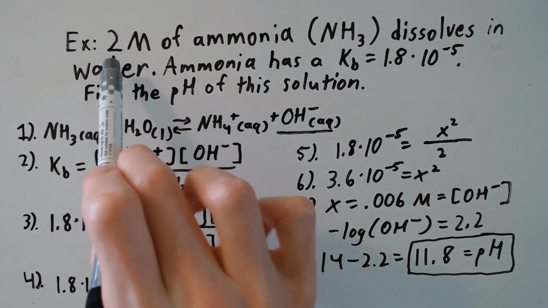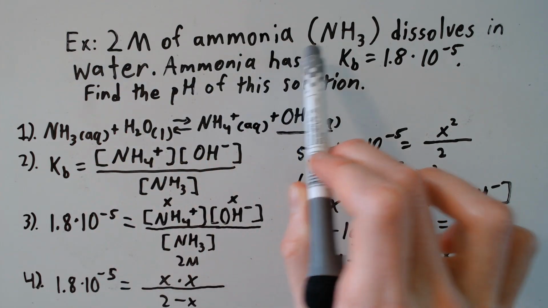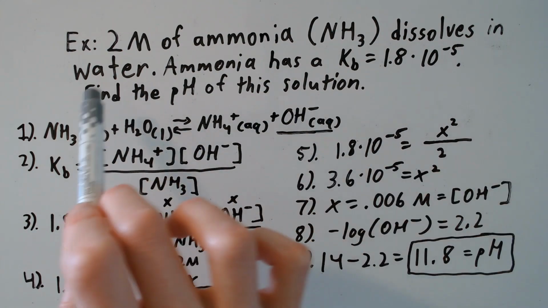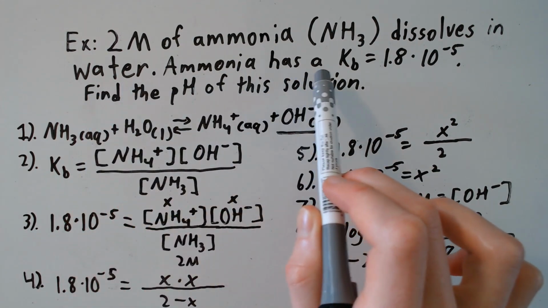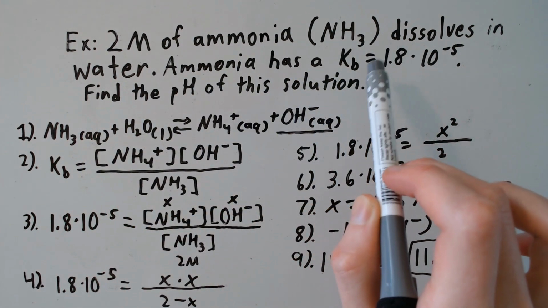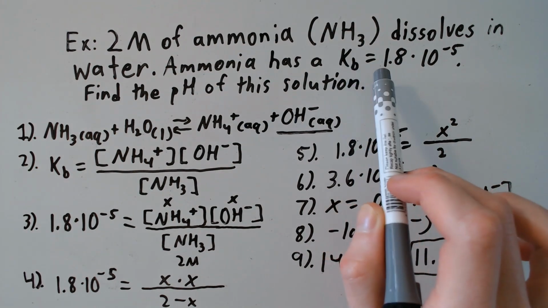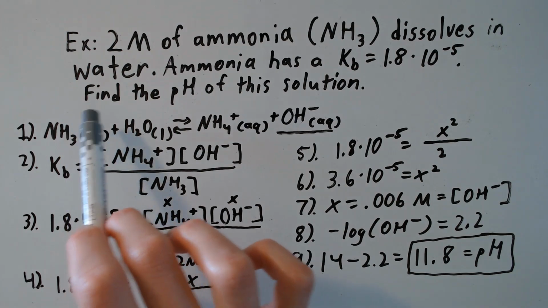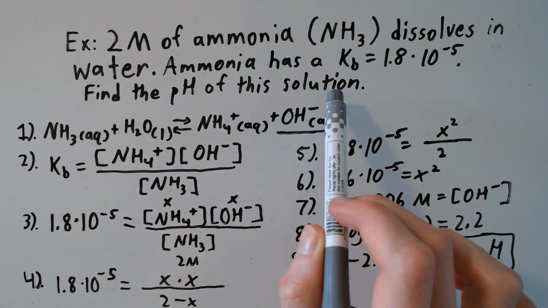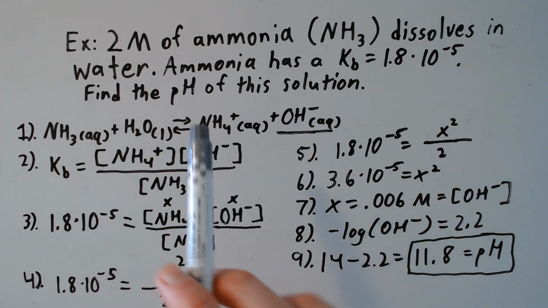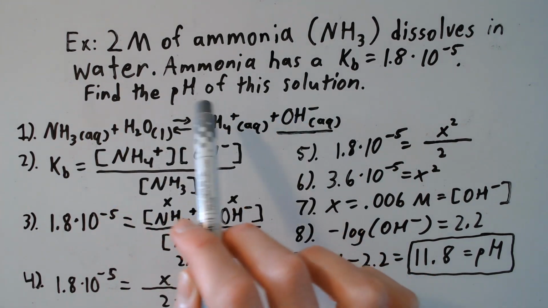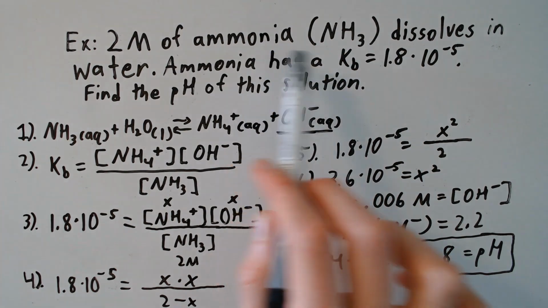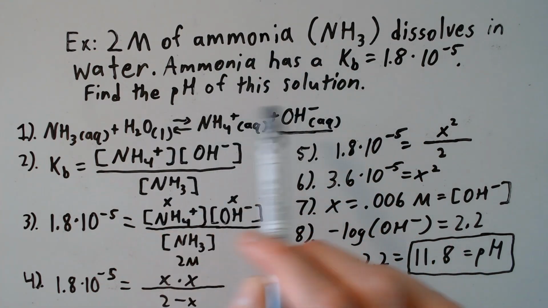So let's say that we have 2 molar of ammonia, NH3, which is a base, that dissolves in water. Ammonia has a Kb base ionization constant of 1.8 times 10 to the negative fifth. And we need to find the pH of this solution. So how can we find the pH of the solution? Well, we need the concentration of OH- produced by this base to find the pH of the solution.